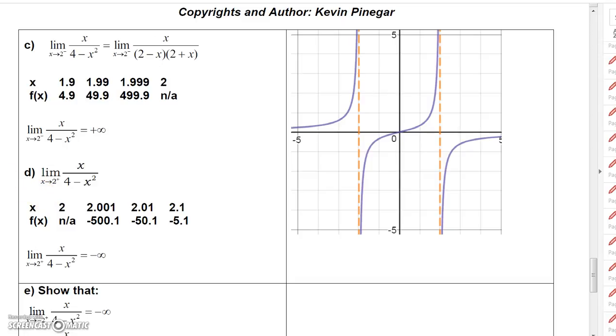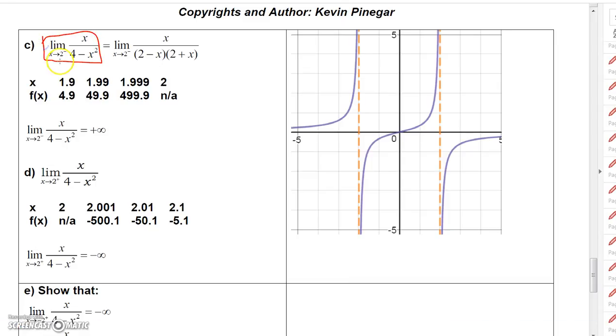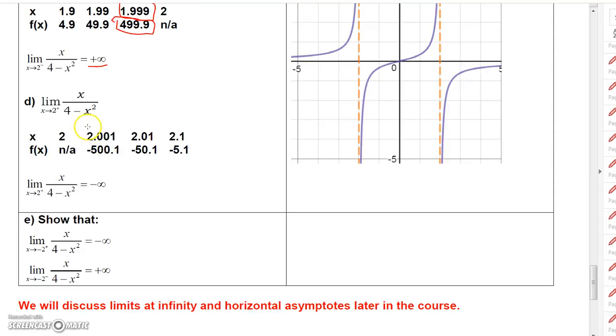Like for instance, on this one, it factors into x over (2 minus x)(2 plus x). And so I know that at 2 and negative 2, I get vertical asymptotes. So I'm going to try to find the limit as x approaches 2 from the left. Well, a number to the left of 2 that's real close to 2 would be 1.999. Since I got a large positive number, then I know as I approach 2 from the left, I'm getting plus infinity. And if I pick a number real close to 2 from the right, 2.001, since I got a large negative number, I know this limit has got to be negative infinity.